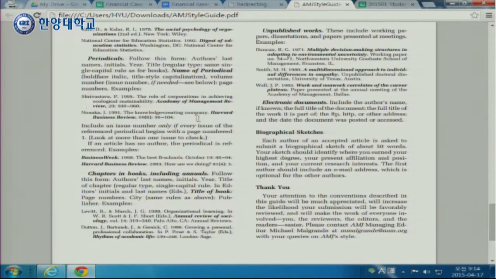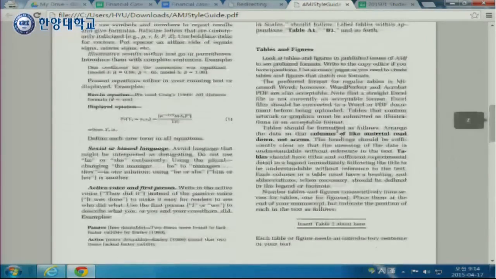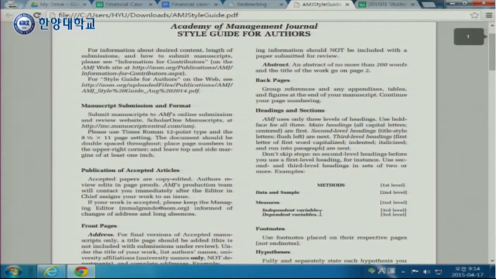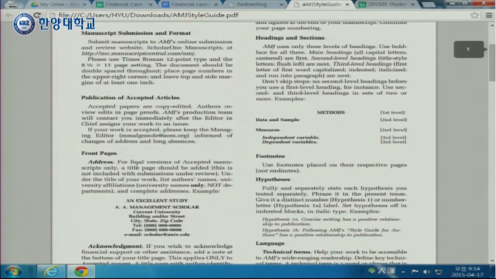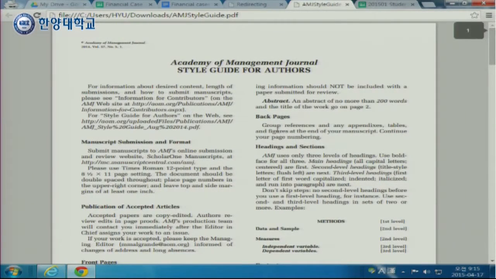Citation format is slightly different here. It doesn't matter whether you use this citation format or APA format. But I think using APA format would be easier because you can copy and paste APA format from Google Scholar easily. So about citation format, you can use either this AMJ style guide or APA format. For other parts, I think it has everything. Front page, write down your title and your name and your address, email address, and acknowledgement and something like abstract. I think it has everything.